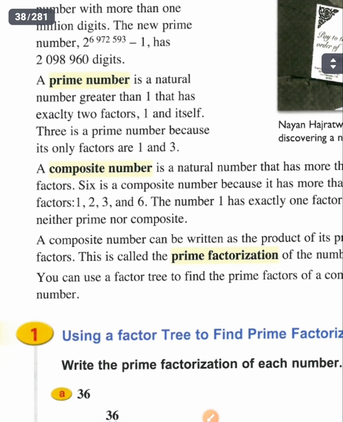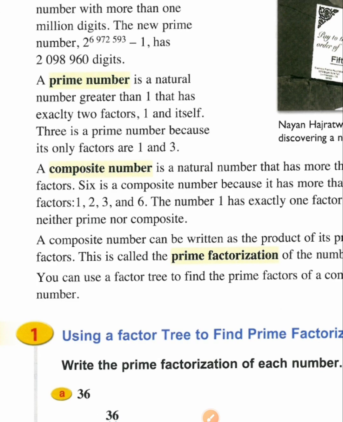Now, what is a prime number and what is a composite number? They are two very important vocabulary words. A prime number is a natural number greater than 1 that has exactly two factors, 1 and itself. For example, 3 is a prime number. Why? Because its only factors are 1 and 3. For example, 7 is a prime number because its only factors are 1 and 7, and so on.